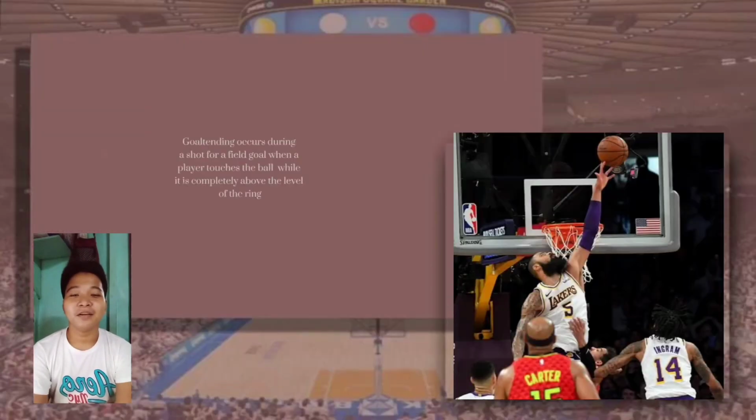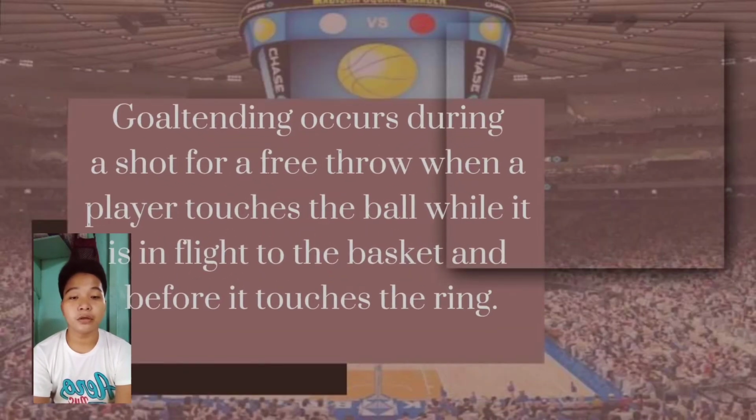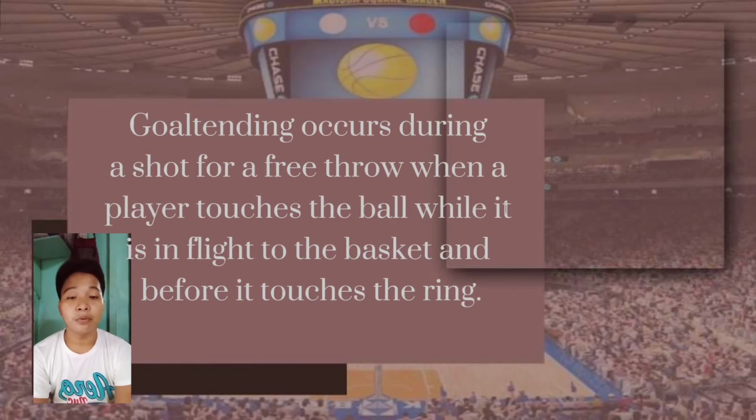Rule: Goaltending occurs during a shot for a field goal when a player touches the ball while it is completely above the level of the ring and it is on a downward flight to the basket or after it has touched the backboard. Goaltending occurs during a shot for a free throw when a player touches the ball while it is in flight to the basket and before it touches the ring.